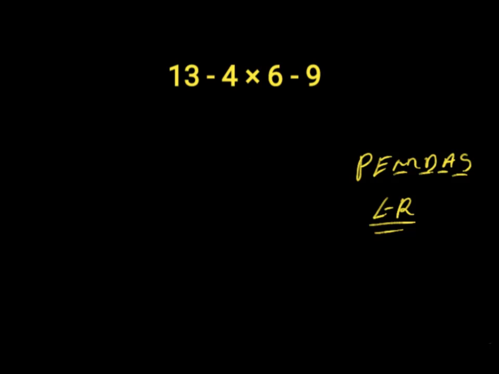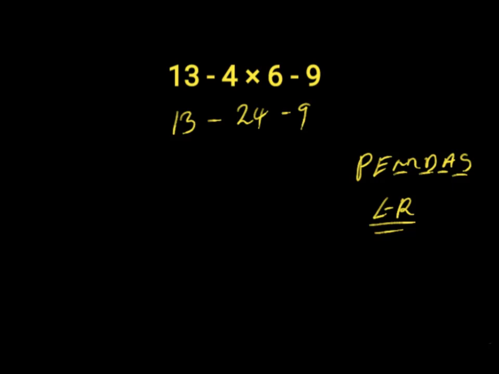First of all, we are going to solve our multiplication because it comes first before subtraction. 4 times 6 will give us 24. And we'll put down our 24 here. Break down our 13 minus 24 minus 9.